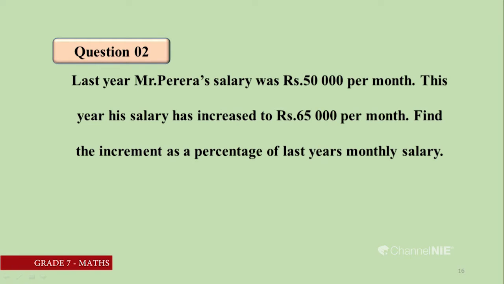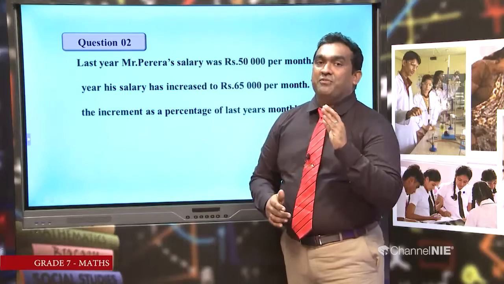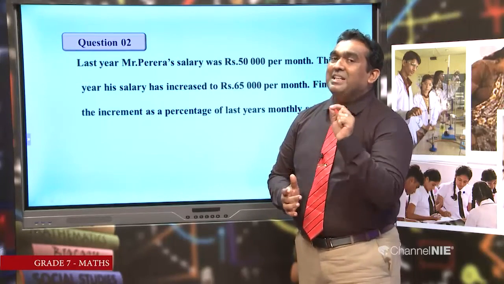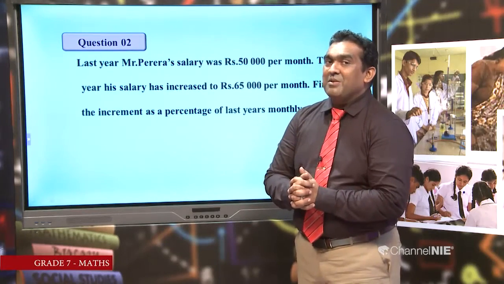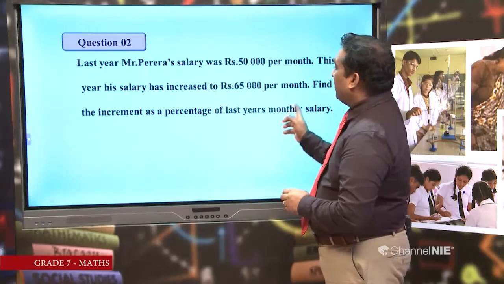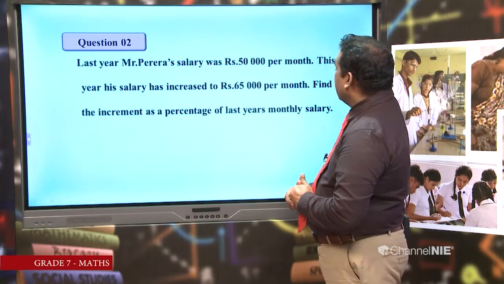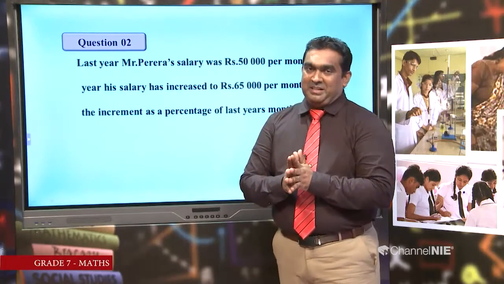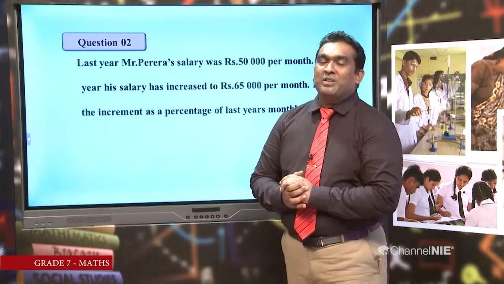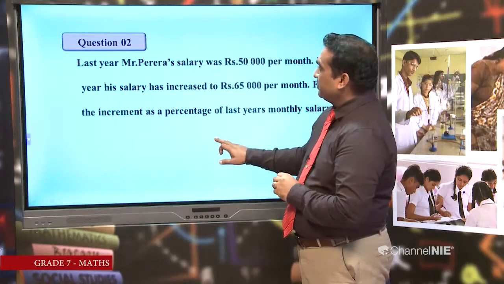What is the initial value? 50,000. Increased by 15,000, then 65,000 rupees. What is the increment there? The difference. Increment is 15,000. Find the increment as a percentage of last year's monthly salary. We want to find out the increment as a fraction. Then you have to convert that fraction into a percentage.